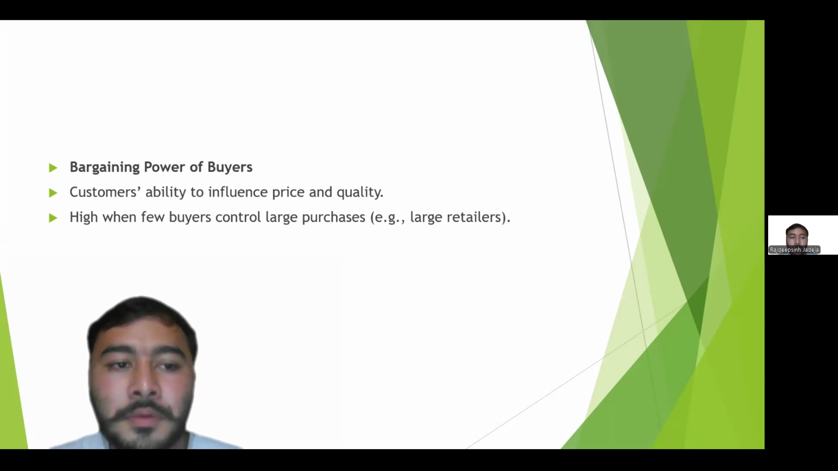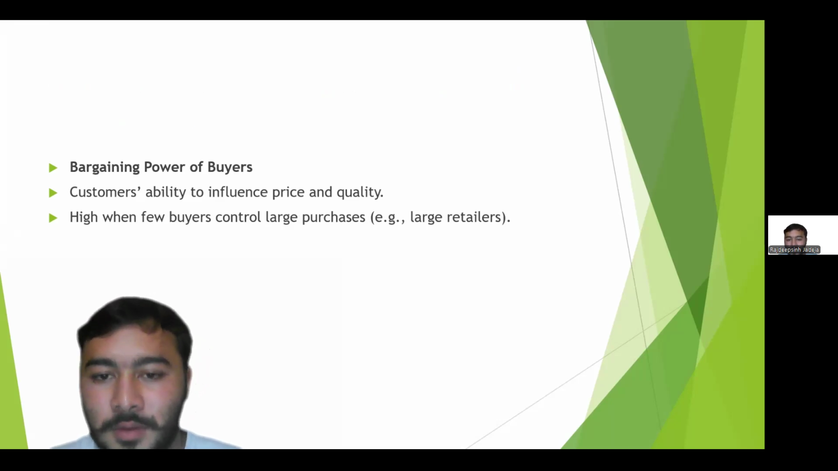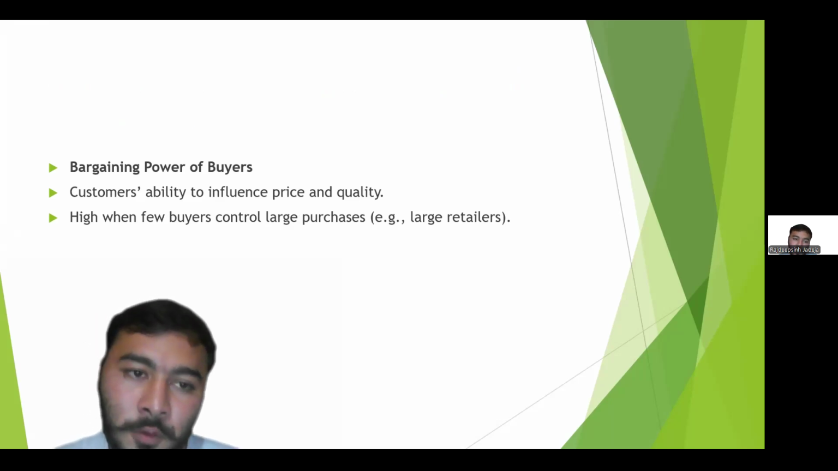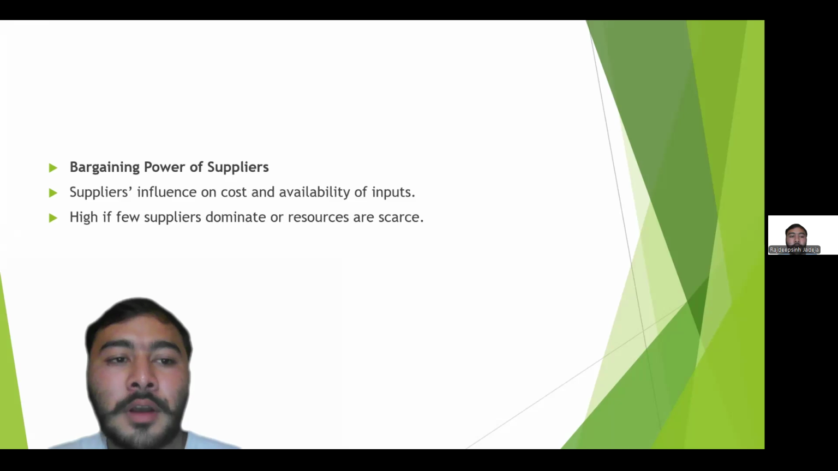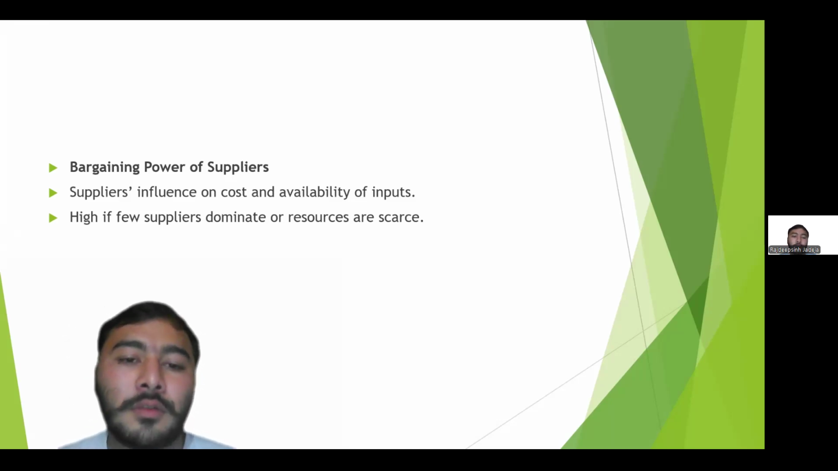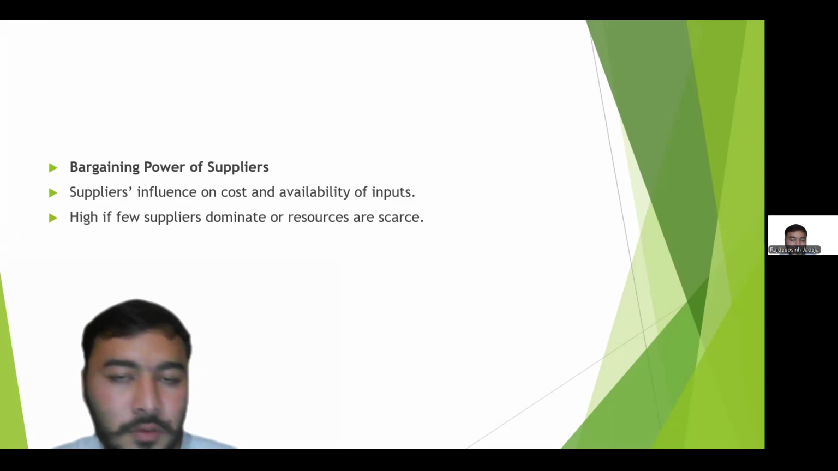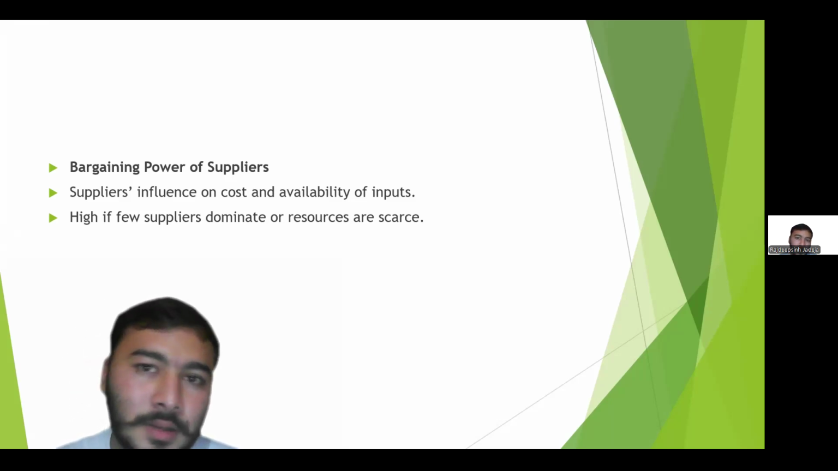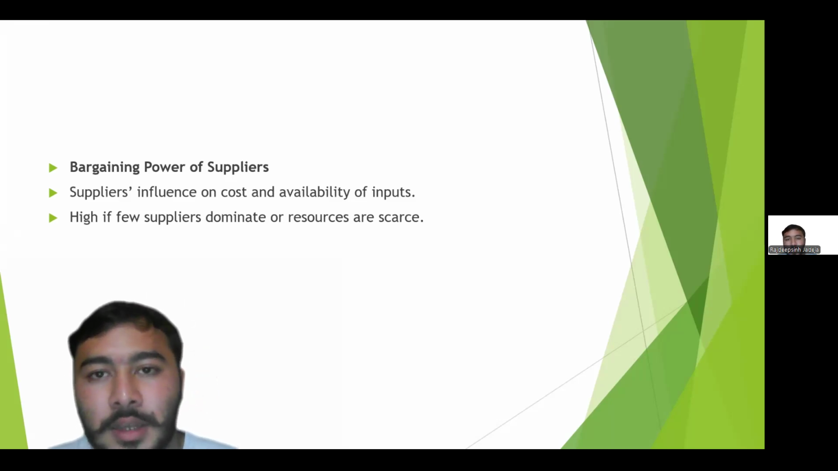Then bargaining power of buyers, of course, is the customers' ability to influence the price and quality of a product. It is high when few buyers control large purchases. If there is a large number of retailers, they can easily control the prices and quality of a product. And bargaining power of suppliers is the reverse. If there are only a few suppliers, they can dominate the service or resources, like the telecom sector, because there are only 2 to 3 players. If they mutually agree, they can easily increase the prices of our internet services.